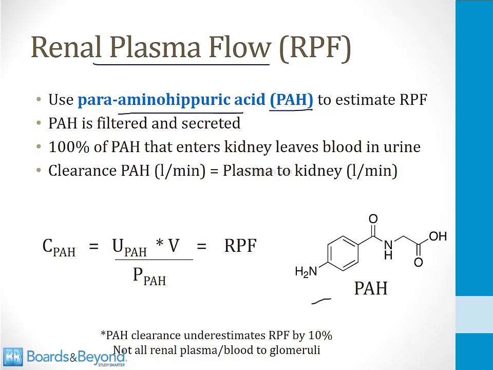Its chemical structure is shown on the screen here. PAH is not naturally occurring in the body, but it can be administered as part of a physiology experiment, and then we can use the clearance of PAH to determine the renal plasma flow. The reason that PAH is useful for measuring the renal plasma flow is because it is filtered and secreted such that 100% of the PAH that enters the kidneys leaves the blood in the urine. This means that the clearance of PAH in liters per minute is going to be equal to the plasma flow to the kidneys in liters per minute.